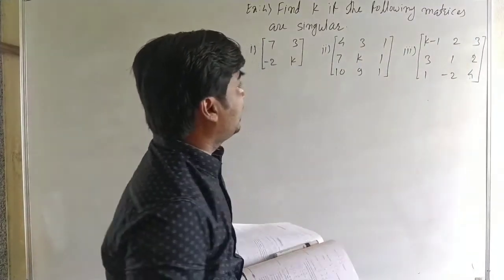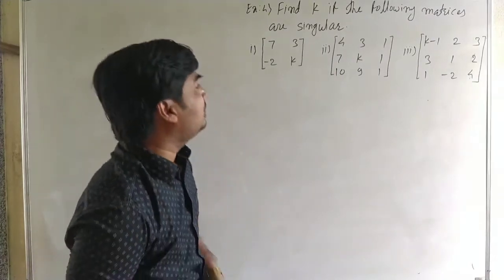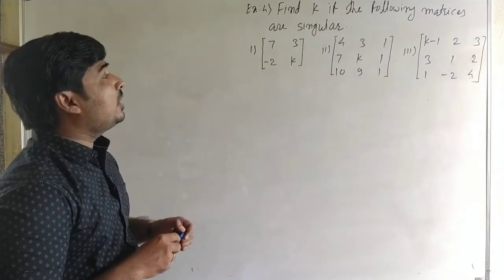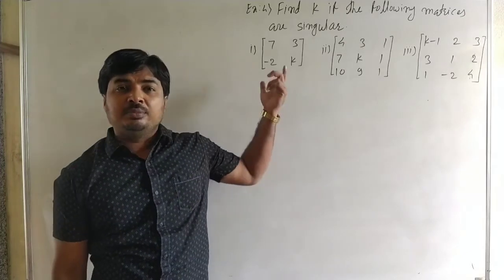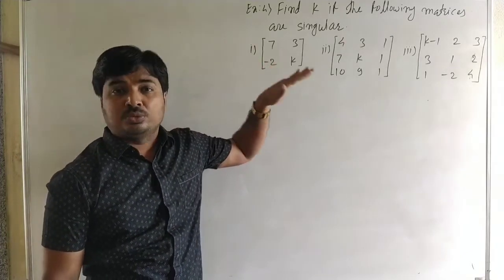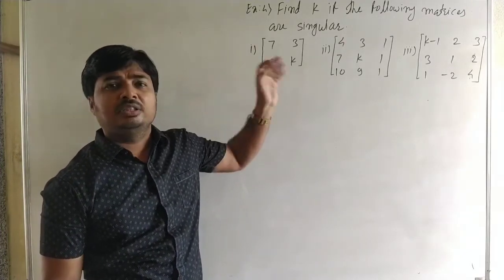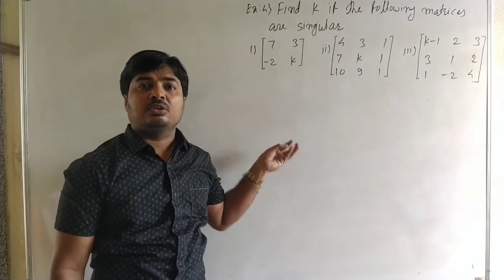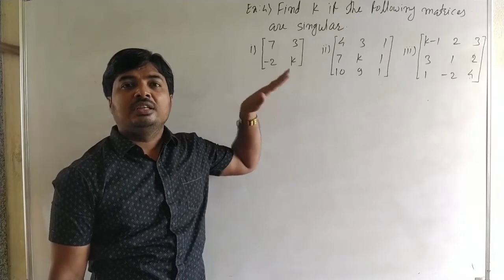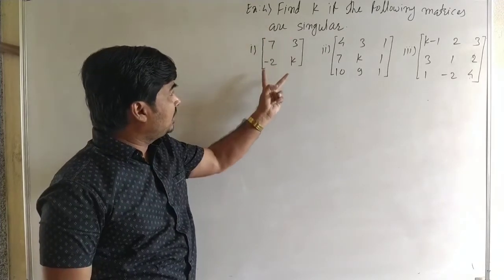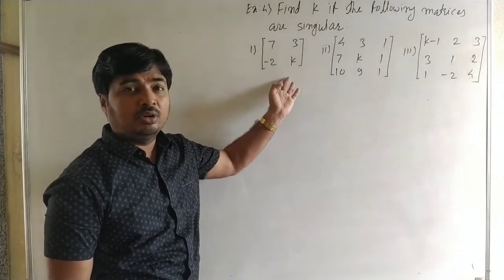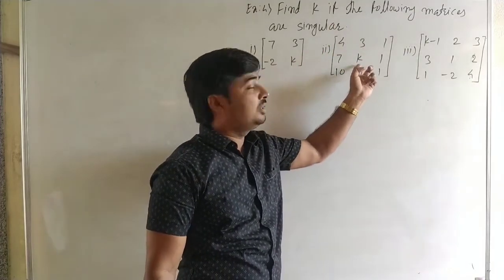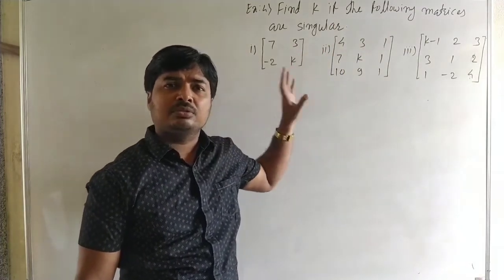Okay, given that all these matrices are singular matrices, that means the determinant of all matrices is 0. All are singular matrices, and then find the value of k. Such types of examples we have already learned in determinants. If the determinant of a matrix is 0, then find the value of k.